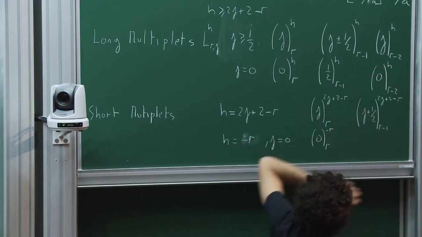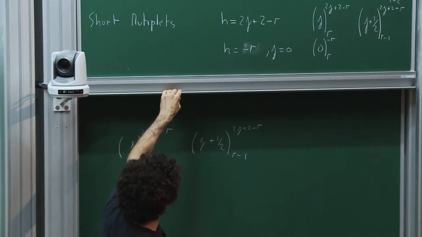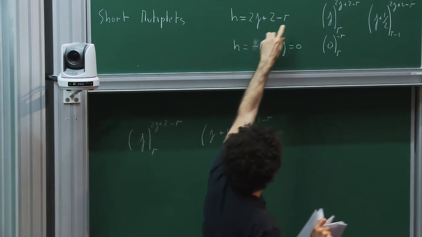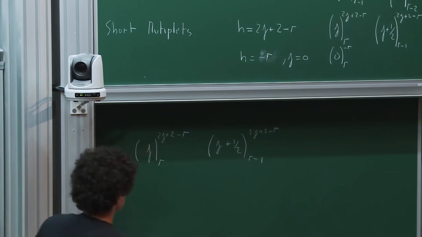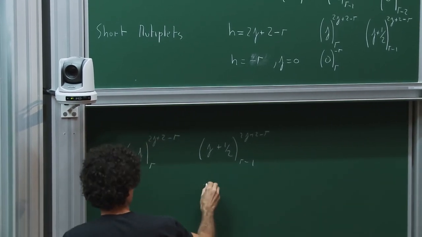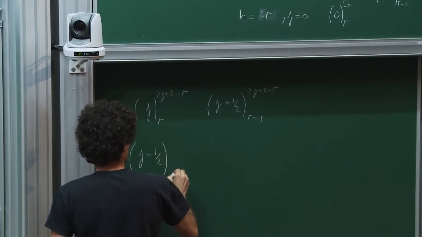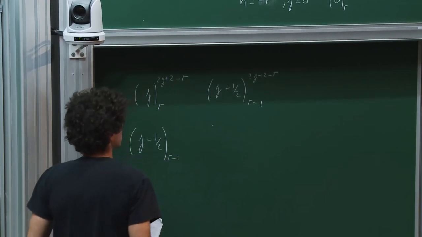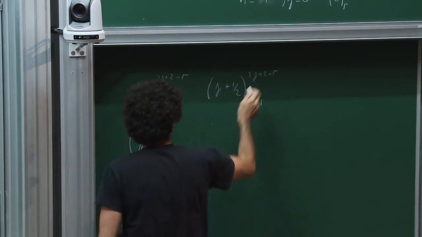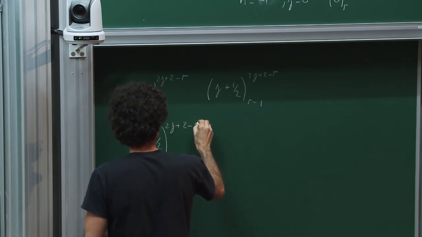But this only takes care of two parts of the long multiplet. You still have two multiplets to take care of, and those have to become another short multiplet, which should still be of this kind. So let's check that that is indeed the case. Now the top component of the short multiplet will be j minus a half with R charge r minus 1 and the same h, 2j plus 2 minus r.